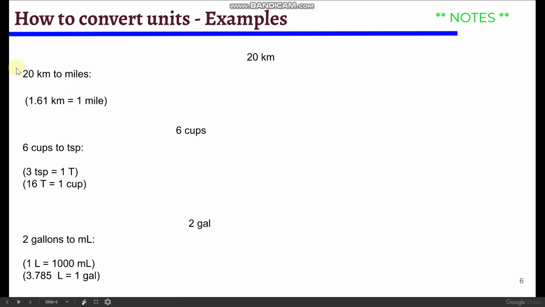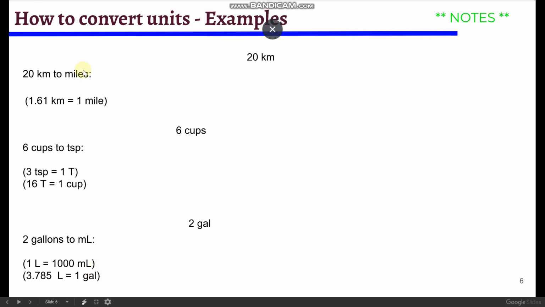Okay. So we need to, for these problems, convert 20 kilometers to miles. And they tell us that 1.61 kilometers equals 1 mile. We need to convert 6 cups to teaspoons, and they tell us that 3 teaspoons equals 1 tablespoon, and 16 tablespoons equals 1 cup. And then finally, we're going to convert 2 gallons to milliliters. And they tell us that 1 liter equals 1,000 milliliters, and 3.785 liters equals 1 gallon. So that's what we're going to be doing for examples.